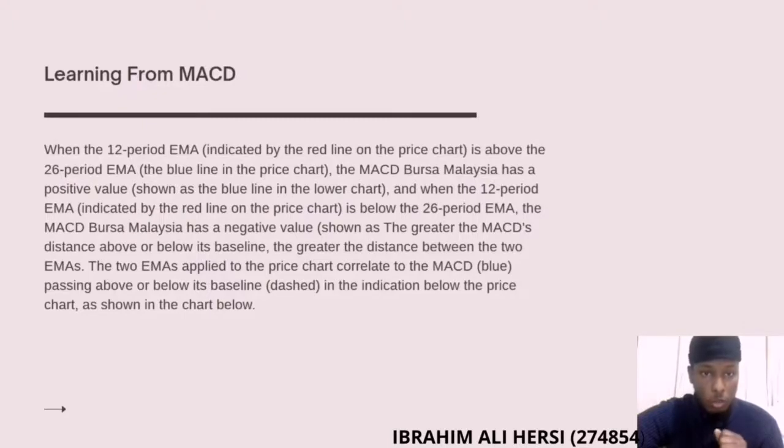And when the 12-period EMA, indicated by the red line on the price chart, is below the 26-period EMA, the MACD has a negative value. The greater the MACD distance above or below its baseline, the greater the distance between the two EMAs. The two EMAs applied to the price chart correlate to the MACD blue line passing above or below its baseline, dashed in the indicator below the price chart, as shown in the chart below.